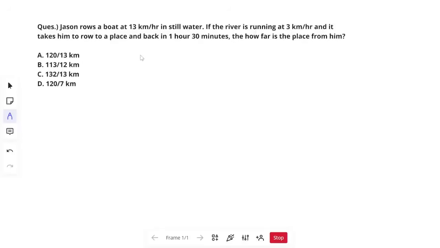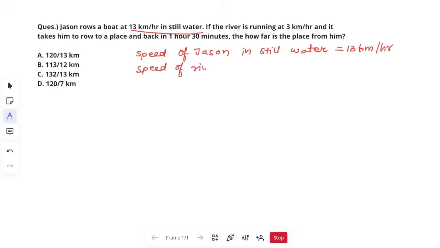First of all, let us note down the data that is given to us. Initially, what is given to us is the speed of Jason in still water. How much is it? It is given as 13 km per hour, right? If you see in statement number 1, Jason rows a boat at 13 km per hour in still water. This was the data given to us. The next data given to us is the speed of the river current. The current speed of the river is 3 km per hour.